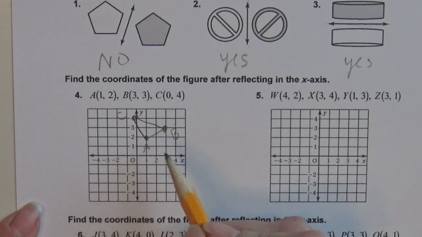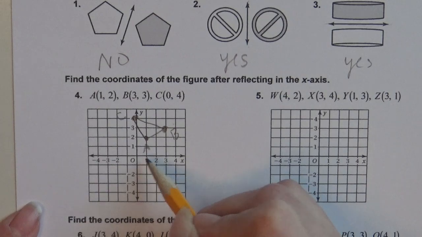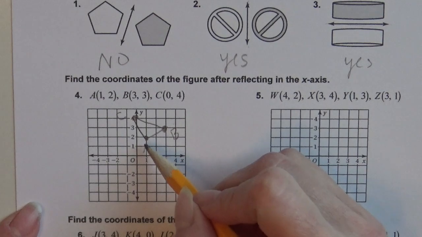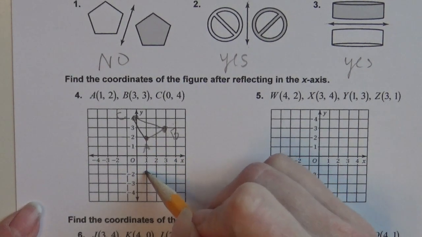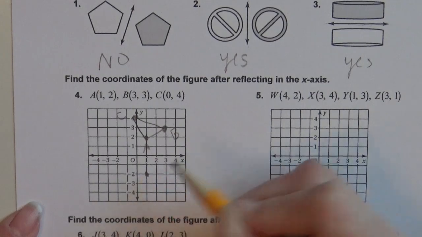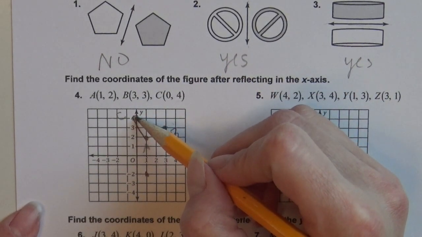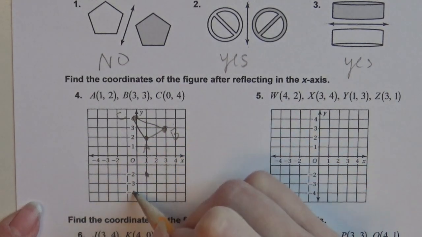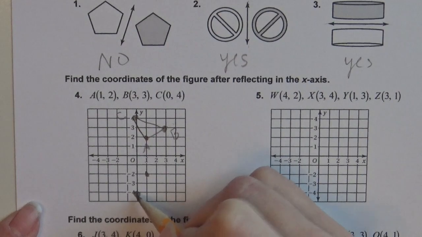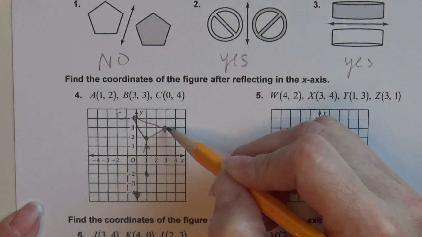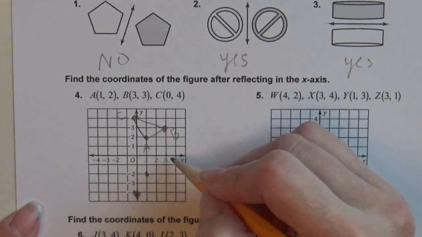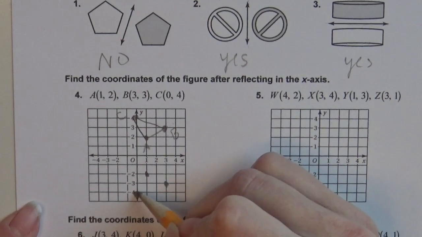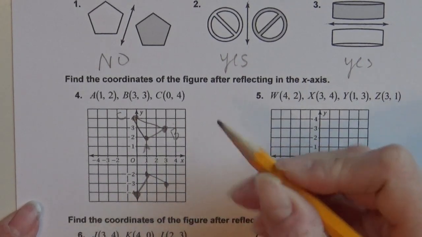So this point A needs to come down. It was 2 spaces above the x-axis, so the mirror image will be 2 spaces below the x-axis. It's going to be right there. Point C was 4 spaces above, so it needs to go 4 spaces below. So that puts it there. And then point B was 3 spaces above, so we want to bring it 3 spaces below. And here we have our new figure.